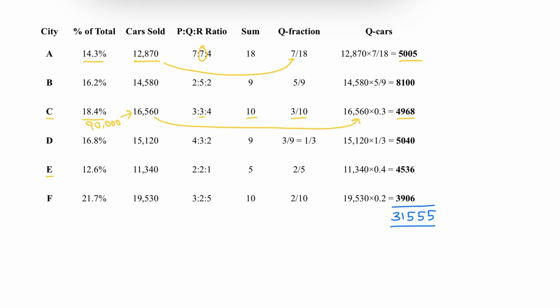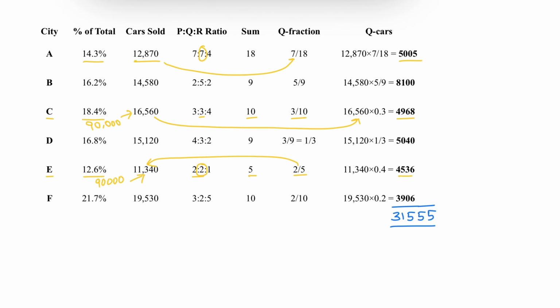Similarly, for city E, total percentage of cars sold is 12.6%. 12.6% in 90,000 is 11,340 cars sold. So total sum is 5. Q proportion is 2. 2 by 5 into 11,340. It results 4,536. So like this for all cities.